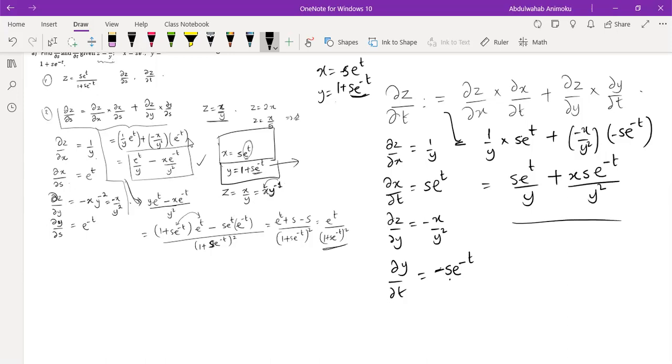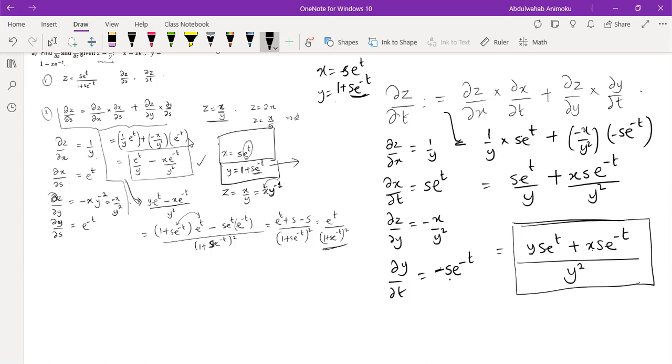Now, this is also fine, but you can try to simplify further by taking the LCM, and you would have e raised to power t plus xs e raised to power minus t, and you can substitute what y is, what x is in this, and find your final answer. Okay, so you can do all of that, and that will be fine.